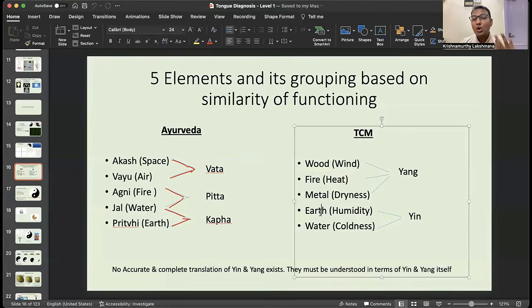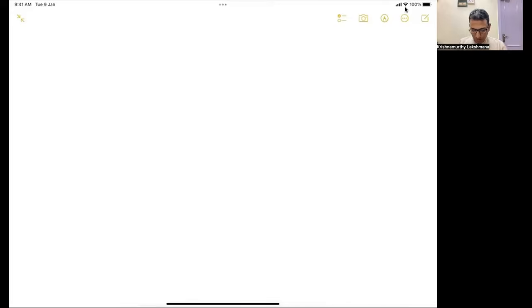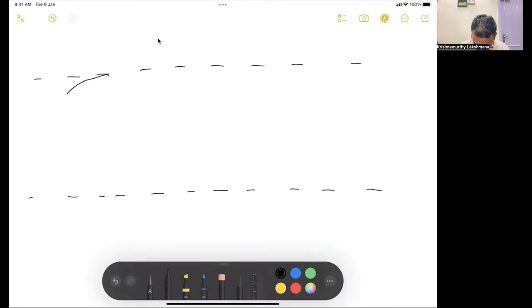Whereas in cold roti, what is there? Coldness is more, so it is more yin in nature. This is how we can understand yang and yin. There are many different ways to understand, so let us try to understand this yin and yang in a little more detail.